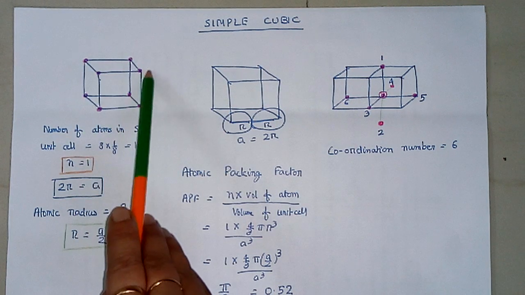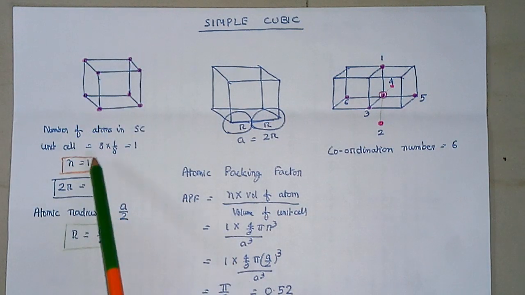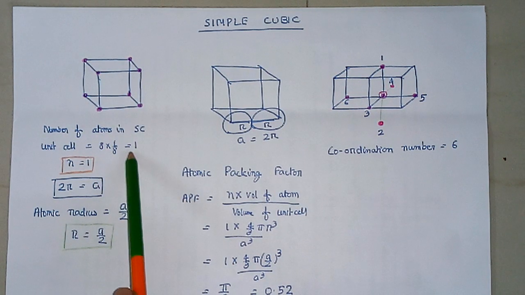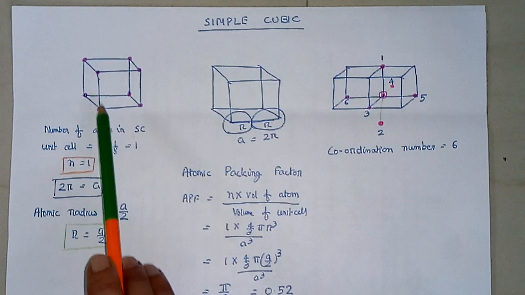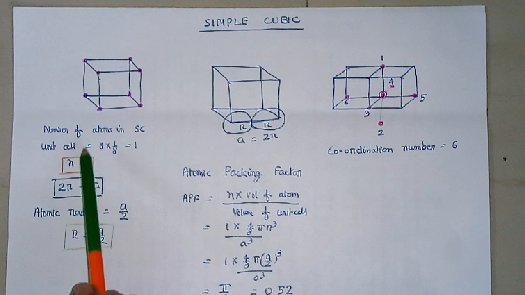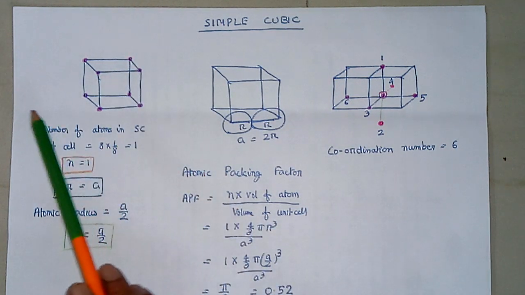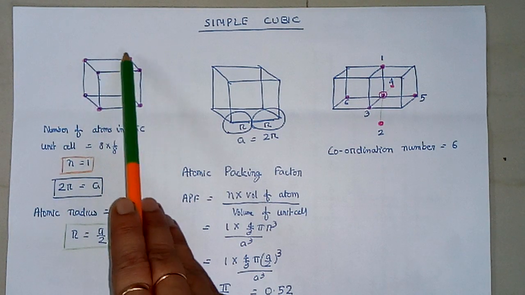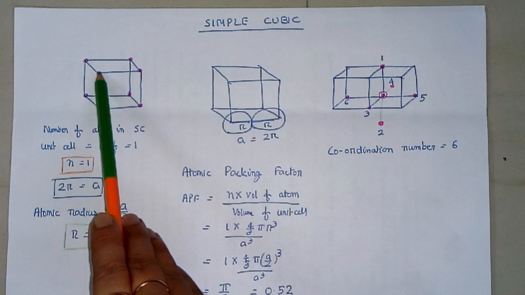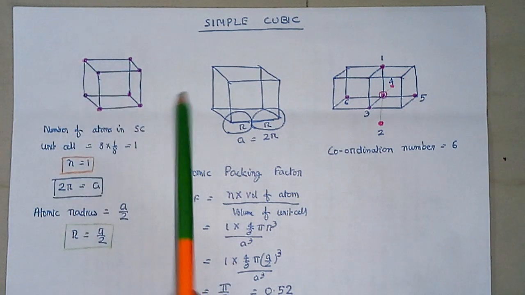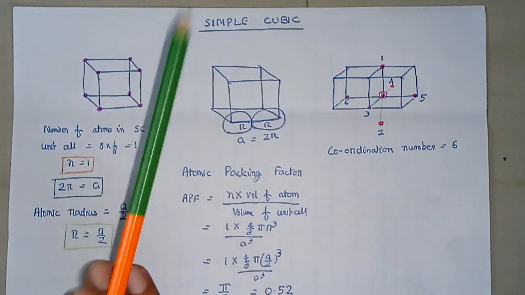As there are 8 corners, the number of atoms in this simple cubic unit cell equals 8 into 1 by 8, which equals 1. So the number of atoms per unit cell of this simple cubic lattice equals 1. Because each atom is shared by 8 different unit cells, the atomic contribution of every atom equals 1 upon 8. So for 8 atoms, the total contribution equals 1.